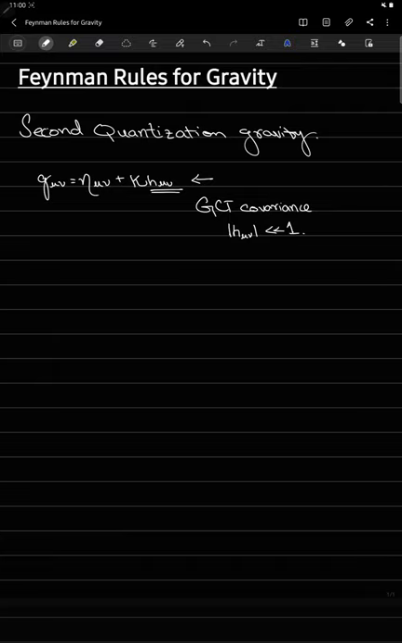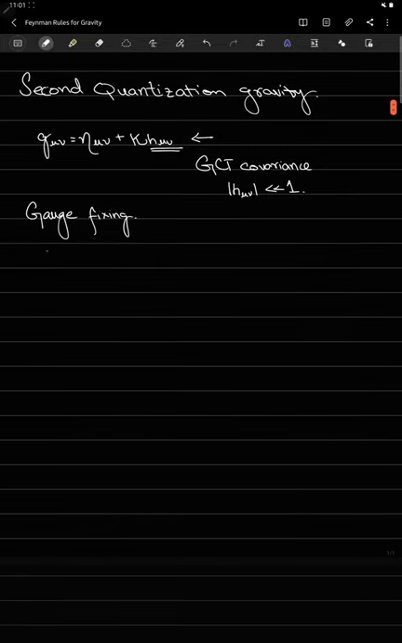So the next step is to make this decomposition unique, and to do that we must do some gauge fixing, right? And we know that a suitable choice for that is given by the harmonic gauge, which I have discussed in the last lecture as well.